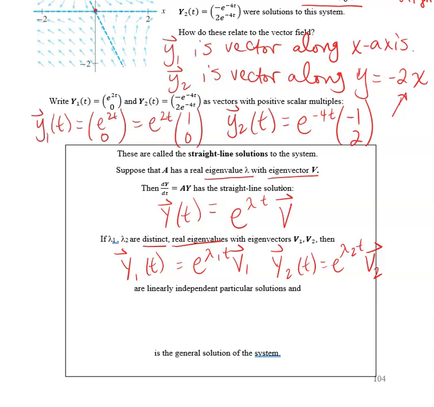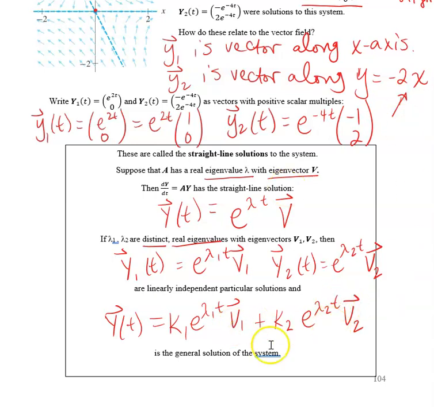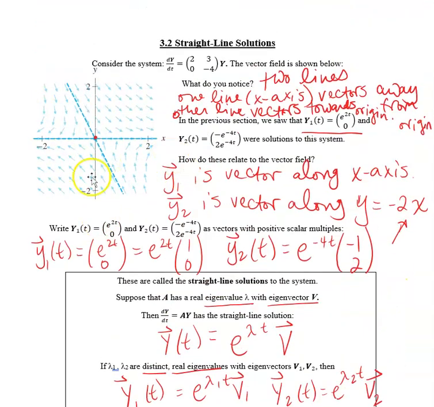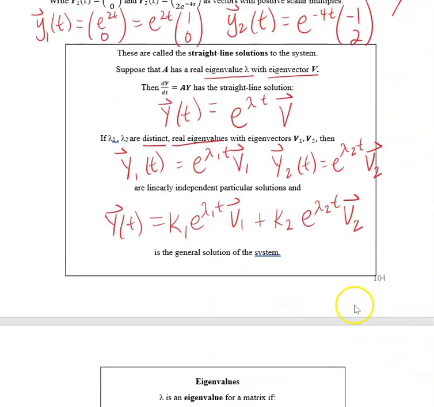They would be linearly independent particular solutions, and we know that if we put those together, from the last section, that linearity principle that we talked about, our general solution could be expressed as k1 e to the lambda 1 t times the eigenvector for that one, plus k2 times e to the lambda 2 t times the eigenvector for that one. And that would give us a way to find our general solution to the system using these straight lines, because those straight lines are going to help us find those eigenvectors that we need for the solution.